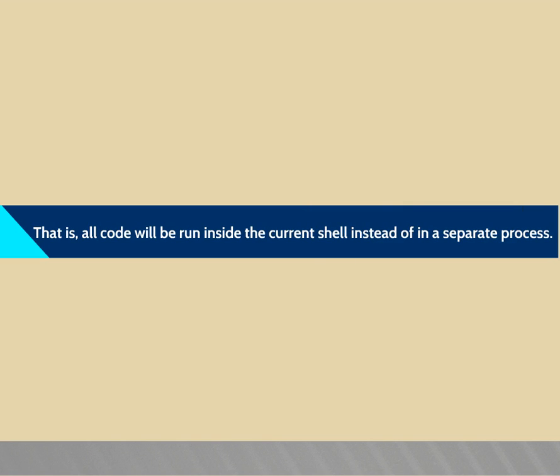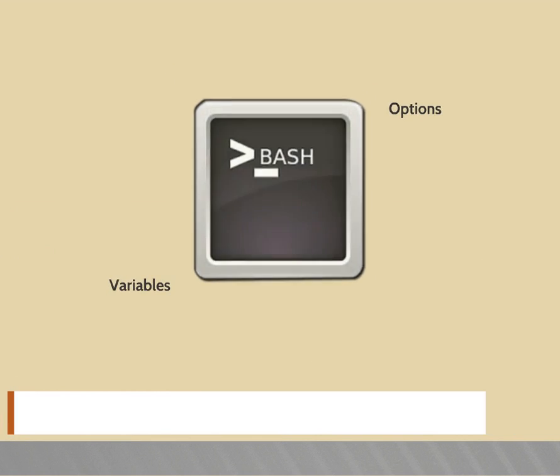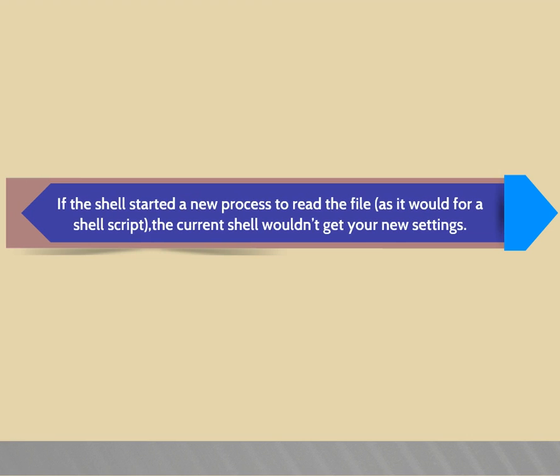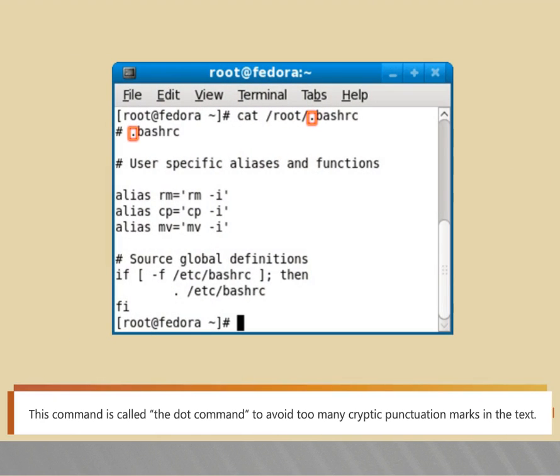That is, all code will be run inside the current shell instead of in a separate process. This is necessary for the shell to set options and variables. If the shell started a new process to read the file, as it would for a shell script, the current shell wouldn't get your new settings. This command is called the dot command to avoid too many cryptic punctuation marks in the text.